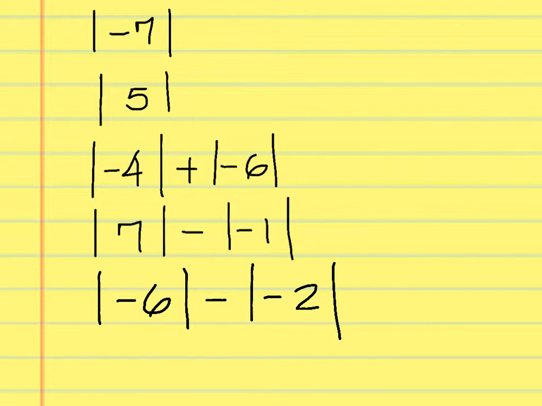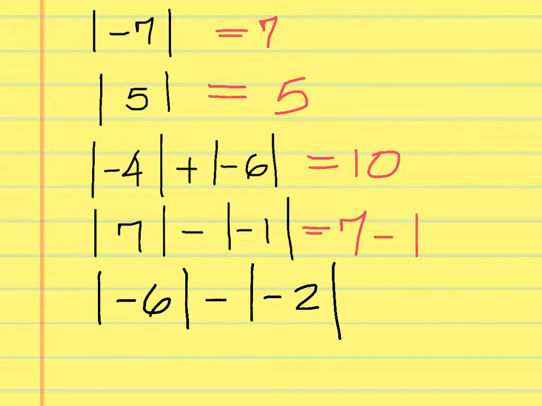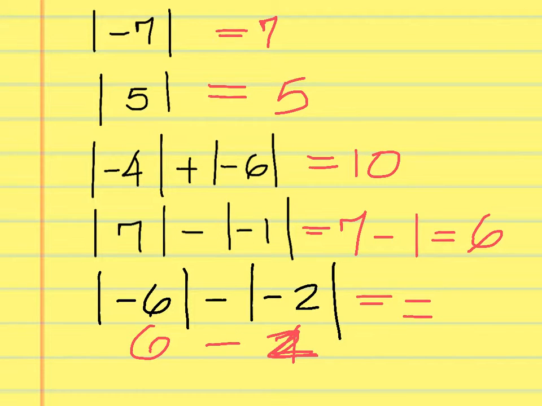Timberman, what is the answer to the first one? Positive 7 is right. Williams, what is the answer to the next one? 5 is right. Bailey, what's the answer to the third one? 10 is right. Bivens, what's the answer to the fourth one? Positive 8. I'll end up with the absolute value of 7 minus the absolute value of negative 1. So what's the answer? Positive 6 is the answer. And what's the answer for the last one, Boggs? Positive 4. Positive 4 is right. That's the same thing as 6 minus 2, which is 4.